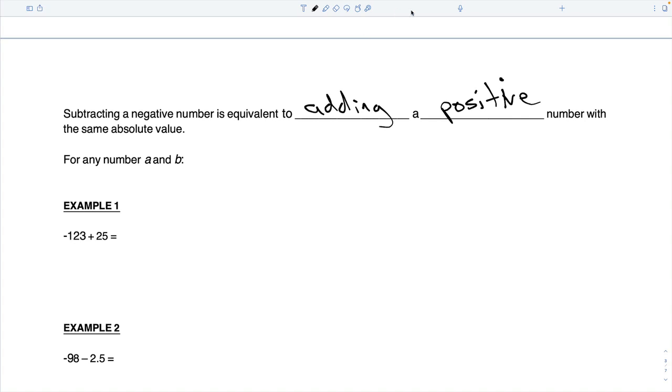We're gonna try. For any number a plus b, it looks like this. A minus negative b. What that actually means is adding a positive. A plus b.